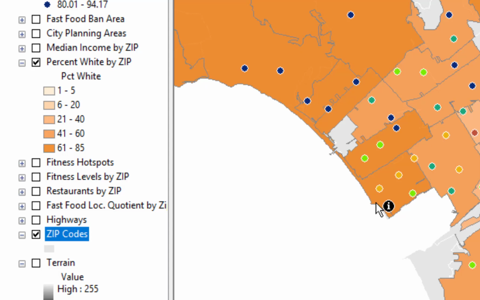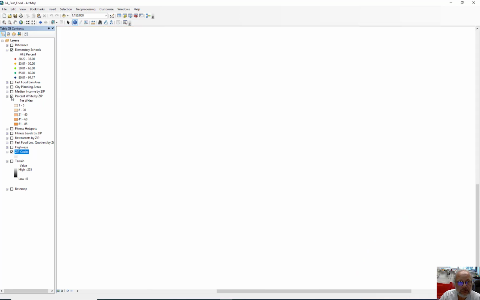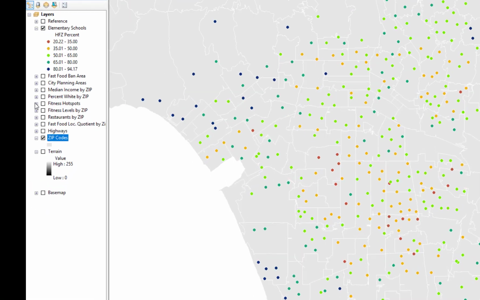And of course, this is Los Angeles, so there's really no neighborhoods that are 100% white. The zip code with the highest percentage white tops out at 85%. So there's another pattern that we see: in neighborhoods with lots of white people, the fitness rates are higher for the fifth graders, and in some of these areas that have low percentages of whites, the students have lower fitness rates. So those are two of the variables we can concern ourselves with.